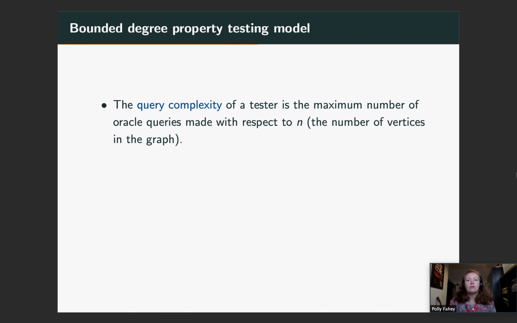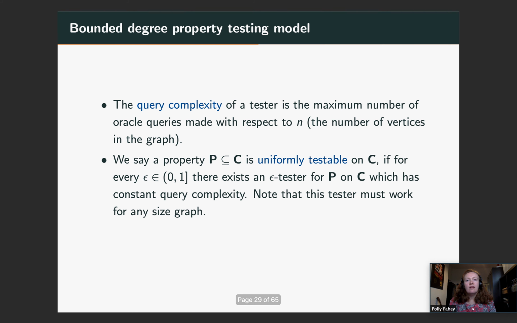We then say that the query complexity of a tester is the maximum number of oracle queries made with respect to the number of vertices in the graph. And then we say that a property is uniformly testable on an input class C if for every epsilon between 0 and 1 there exists an epsilon tester for P on C which has constant query complexity, and we note that we require this tester to work for any size graph.